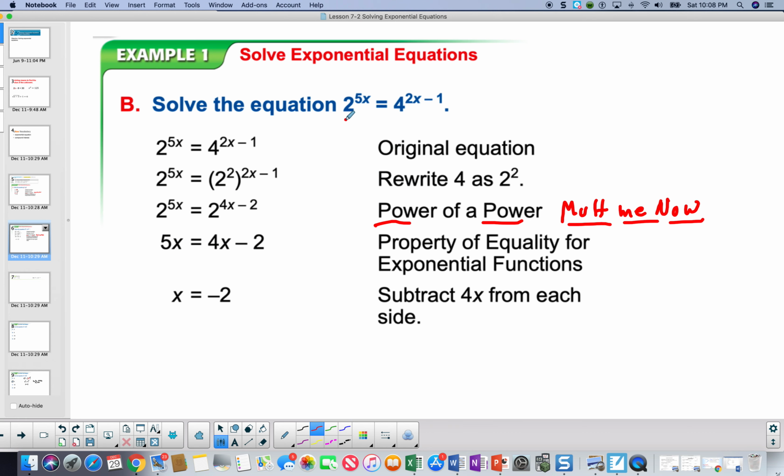Let's take a look at this problem. We want to ensure that the bases are the same, and then we can equate the exponents. So we're going to take the number 4 and rewrite it, and then use power to a power, multiply the exponents. We're going to multiply 2 and 2x minus 1, and that's going to create this. Now that the bases are the same, we can say the exponents are equal to each other, and then just solve for x.